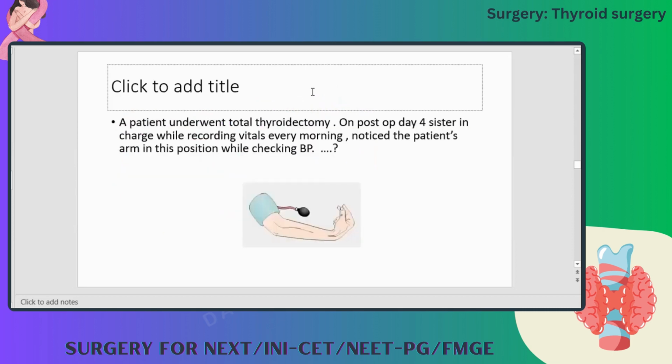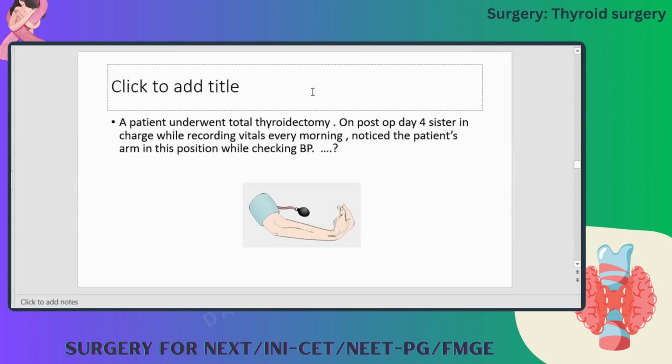Okay. So, look at this question. The patient underwent total thyroidectomy. On post-op day 4, the sister in charge, while recording the vitals every morning, noticed the patient's arm in this position while checking BP. Why is it so? Any idea? Nerve palsy? Induced nerve palsy? Nerve palsy or something else?